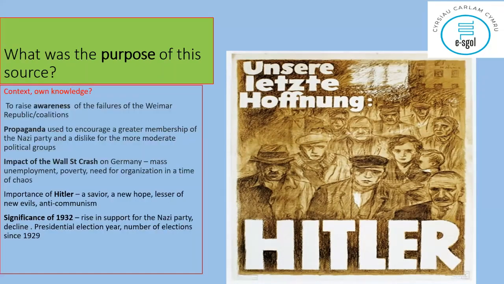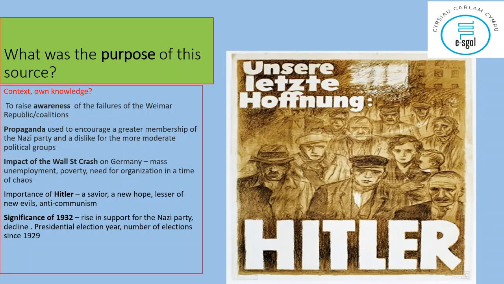Why else did they create this poster in 1932? To raise awareness of the failures of the Weimar Republic. The coalition parties are not delivering. They're not bringing Germany out of the depression. Propaganda to encourage a mass membership of the party. Trying to encourage even more distaste and disgust for the moderate political groups. So people vote for the extremists, in this case, the Nazi Party.